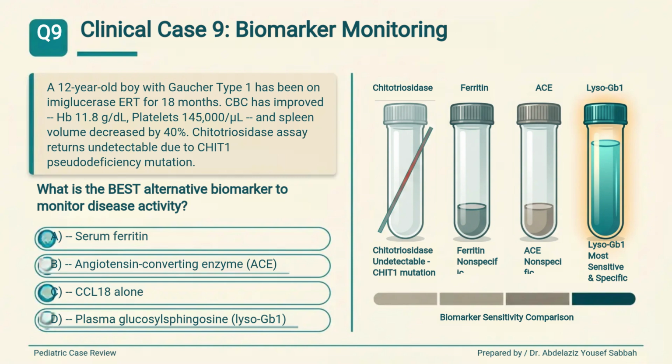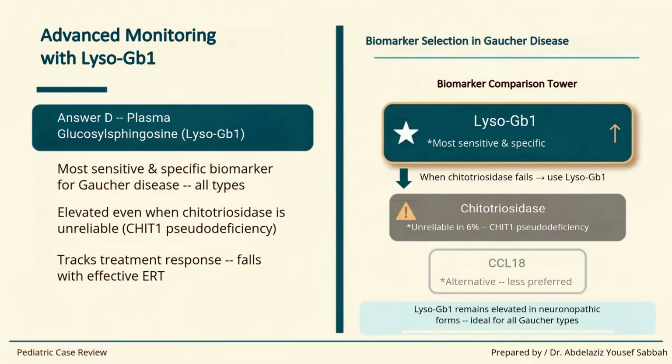Option A, serum ferritin. Option B, angiotensin-converting enzyme. Option C, CCL18 alone. Option D, plasma glucosyl sphingosine, also known as lyso-Gb1. The correct answer is option D, plasma glucosyl sphingosine, or lyso-Gb1. Lyso-Gb1 is the most sensitive and specific biomarker for Gaucher disease, and it is useful across all disease types.